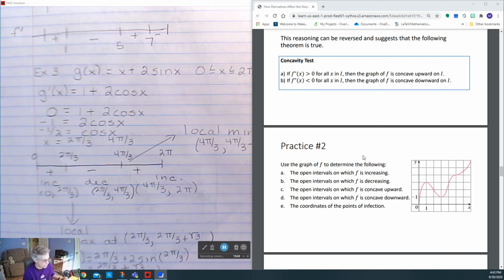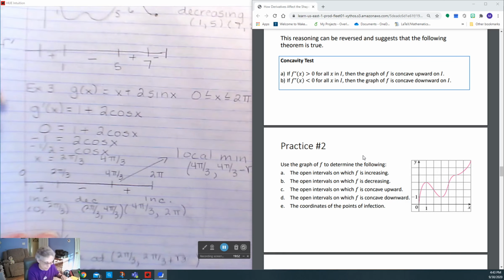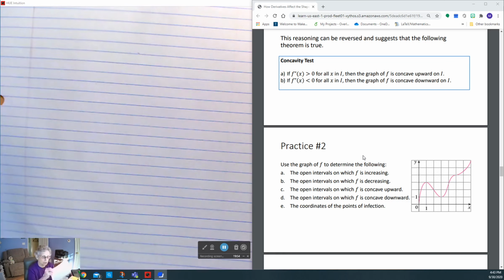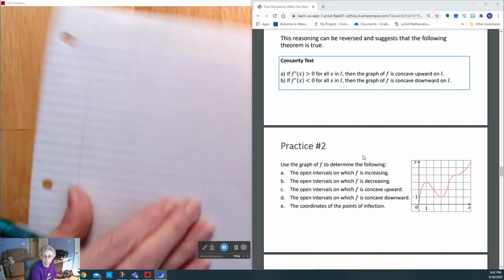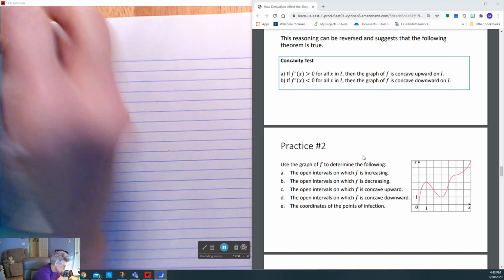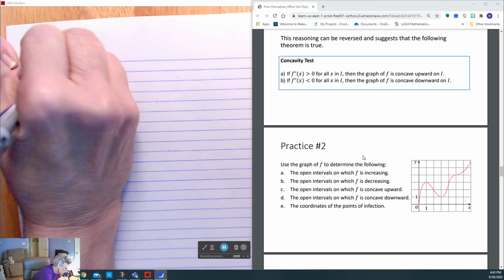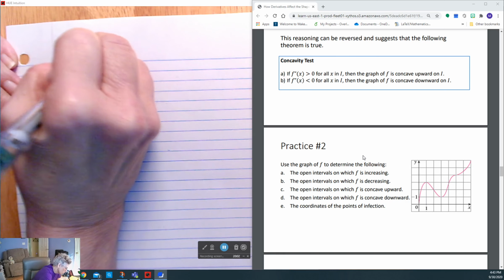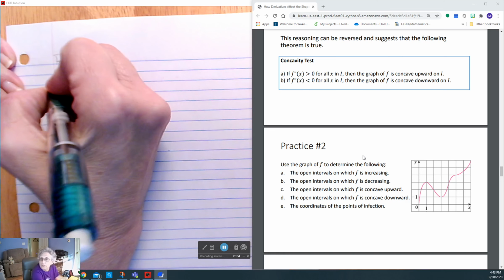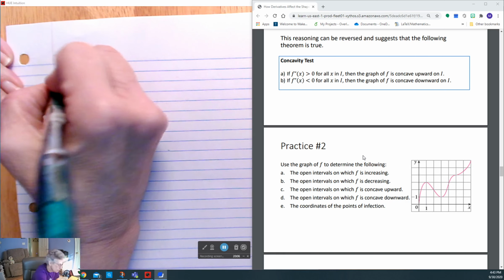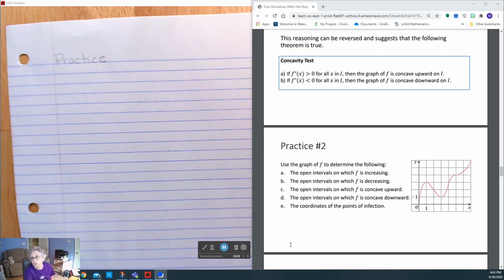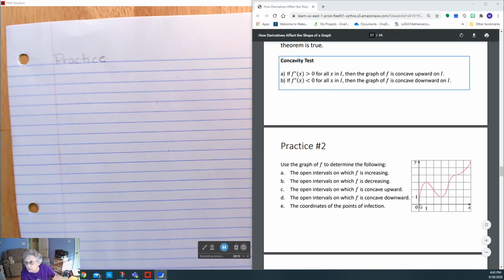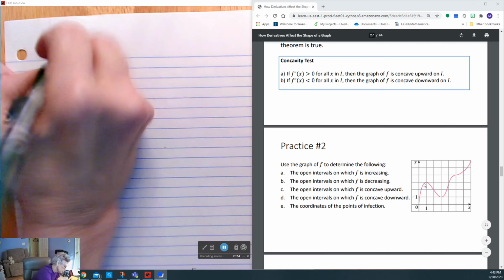So open intervals where we are increasing. I'm going to write my answers down on a sheet of paper here, but I'm not going to draw it. So first we want open intervals where we're increasing. We are increasing from 0 to 1.